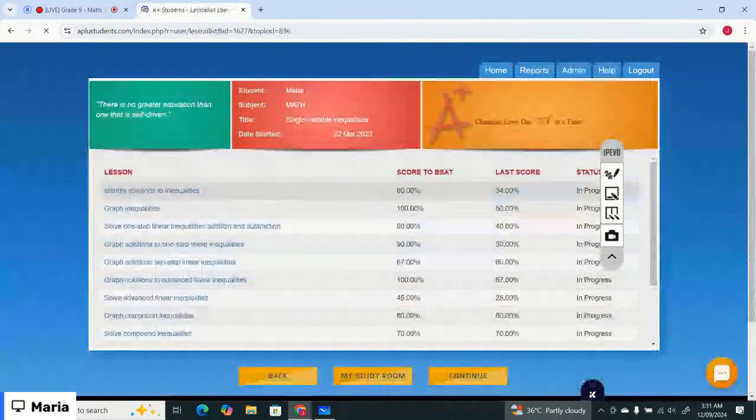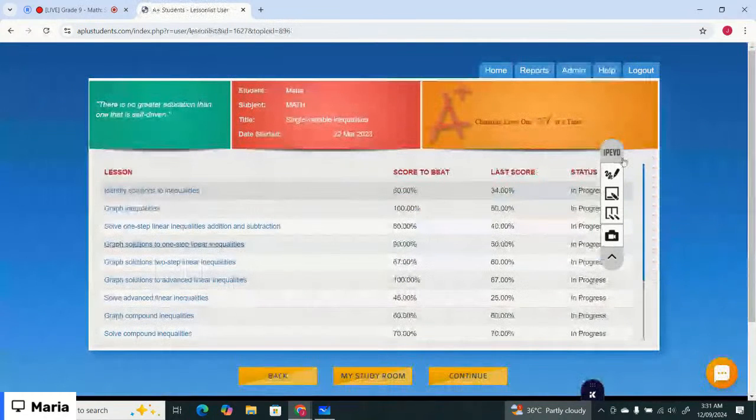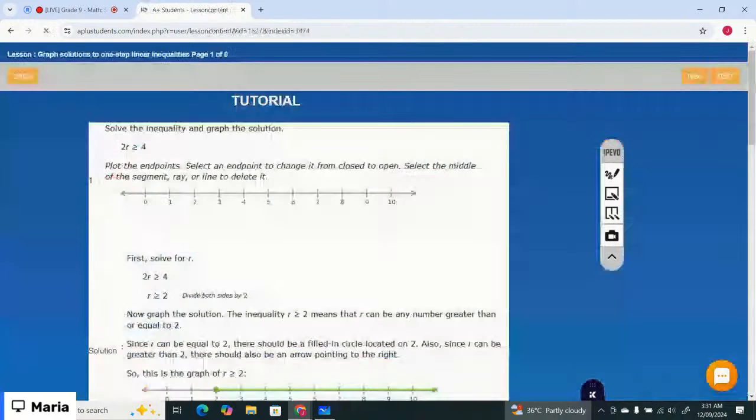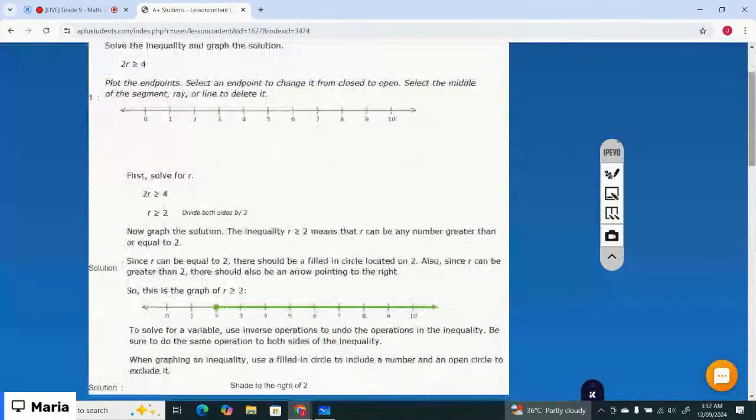The next lesson is graph solutions to the one-step linear inequalities. So solve the inequality and graph the solution. First you have to solve and then you have to graph, right? 2r is greater than or equal to 4. The solution is r is greater than or equal to 2, right? Now you have to graph. So that means r can be any number that is greater than 2, and r can be 2.